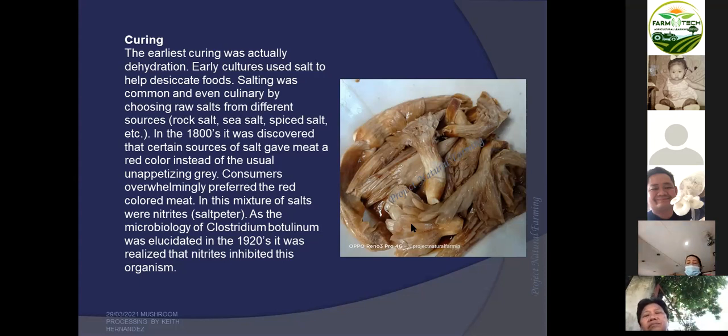Okay? But yung curing, para alam natin yung meaning, is atin po siyang i-preserve ng kaunti para hindi siya madaling masira. Kahit na i-frozen natin to, okay pa rin. Okay? Now, in early cultures, salt karamihan.